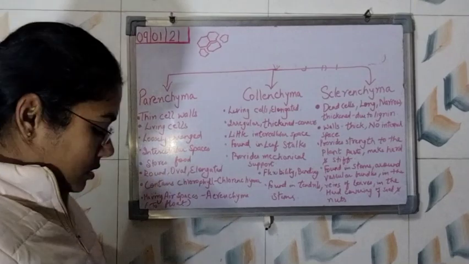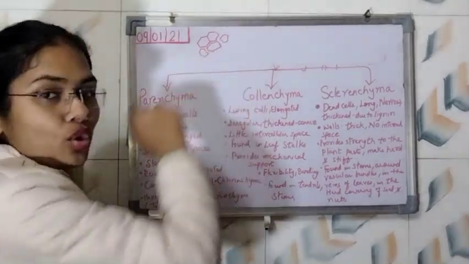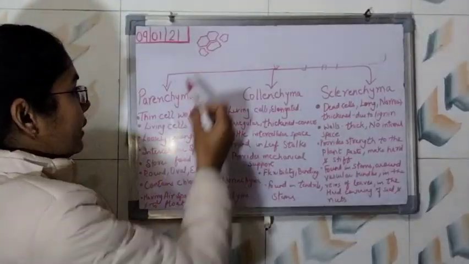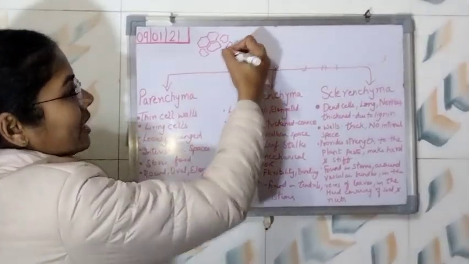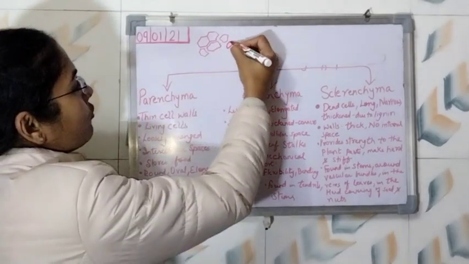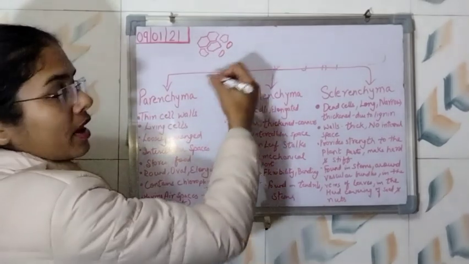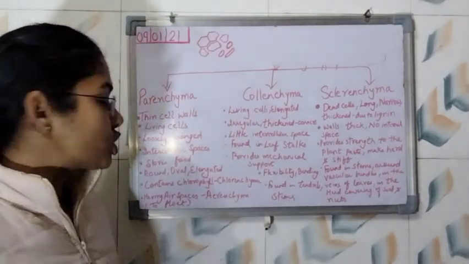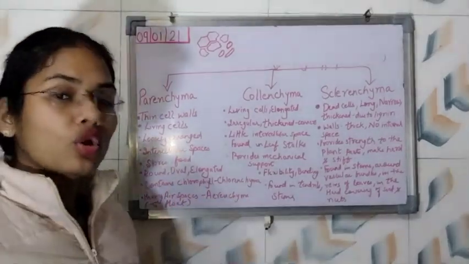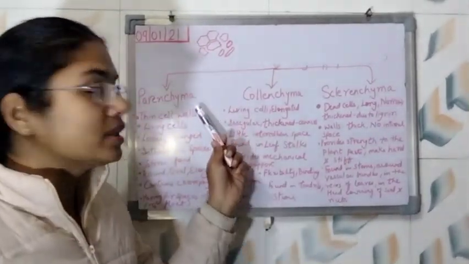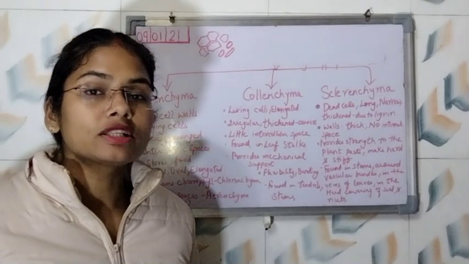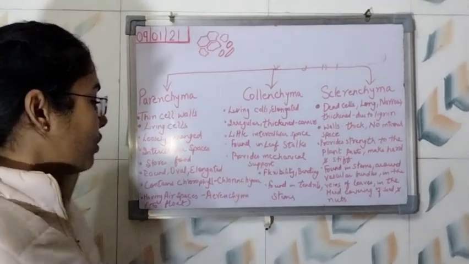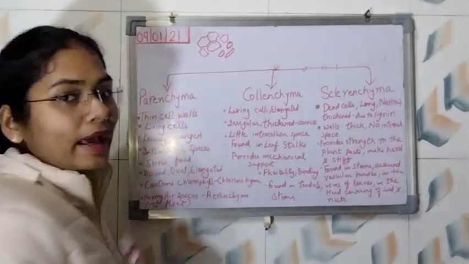Next, the parenchyma stores food also, right? The cells can be round, oval, or elongated, right? So the cells are of different shapes. Next, in some situations this parenchyma tissue contains chlorophyll also. In that case, those tissues are called chlorenchyma. What is it called? It is called chlorenchyma.